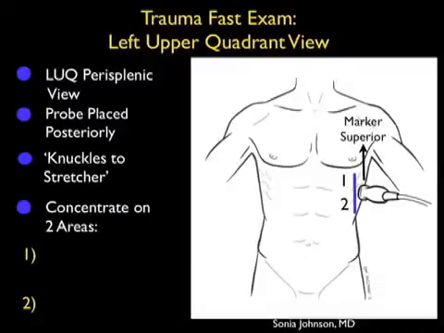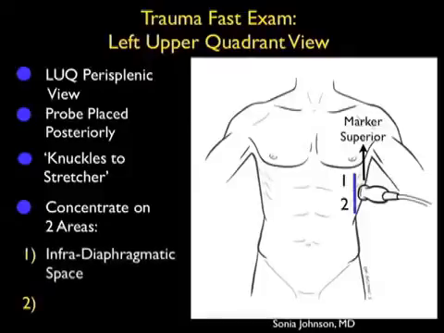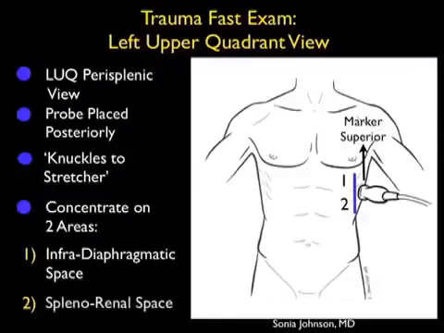Here's a slide reviewing how to perform the left upper quadrant view of the trauma FAST exam. As the spleen offers less of an acoustic window on the left upper quadrant, we need to bring the probe in from a more posterior position. Thus the mantra, knuckles to stretcher. Optimally, we're using a smaller footprint probe that can get in between the ribs and get a good view into the left upper quadrant area.